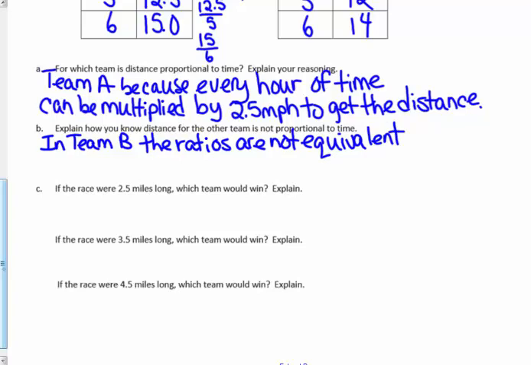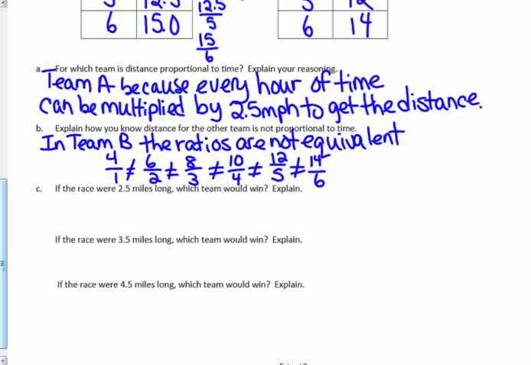The ratios are not equivalent because 4 miles in 1 hour is not equal to 6 miles in 2 hours, is not equal to 8 miles in 3 hours, is not equal to 10 miles in 4 hours, is not equal to 12 miles in 5 hours, is not equal to 14 miles in 6. Not equivalent ratios.